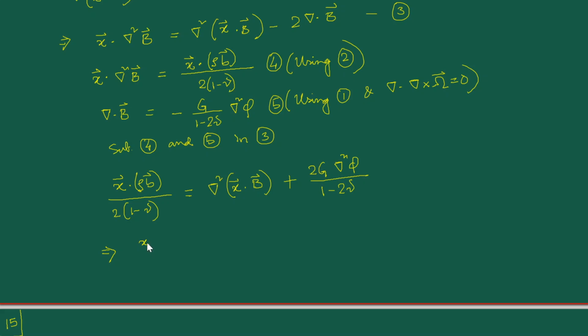And from here we can easily obtain x dot rho b divided by 2 into 1 minus nu, and we'll just consider this Laplacian operator in a common fashion, so that we obtain this as the Laplacian of x dot b vector plus twice g phi divided by 1 minus twice nu.